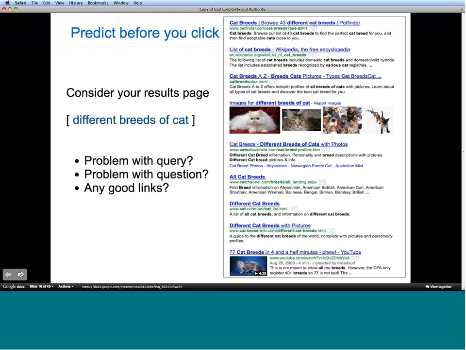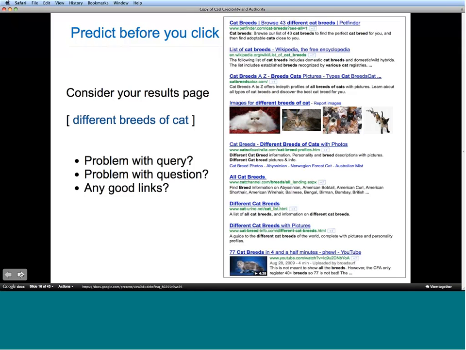So when I do a search, I don't actually first look at the top link and then the second link and then the third link. I actually first look at my screen. And I've actually been trying to remember when I started doing that and how I started doing that. But it's just a different way of approaching the results page.